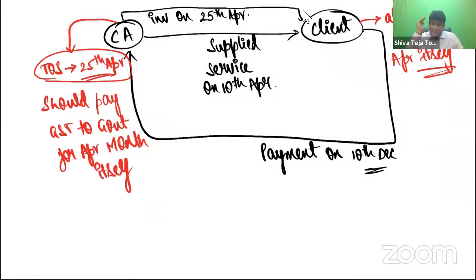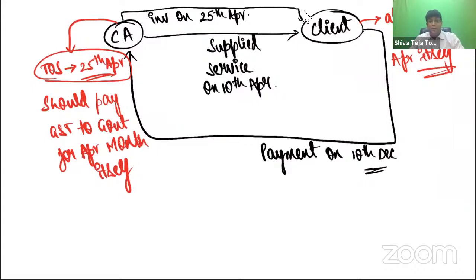After 9 months, the client is making the payment. But the chartered accountant should pay GST to the government in April itself. Now the client also will happily take credit. Now the client is taking credit in April even without making payment to the supplier. So in simple terms, we say the recipient can claim credit even without making payment to the supplier.